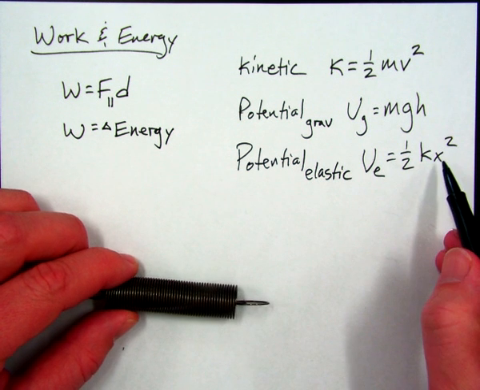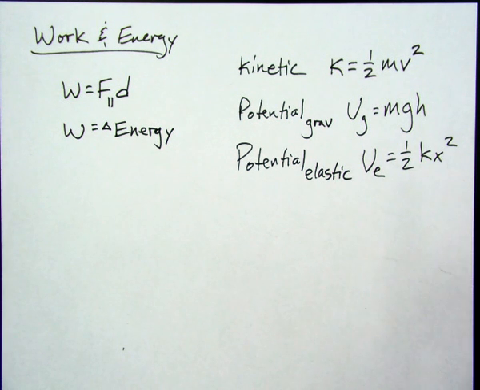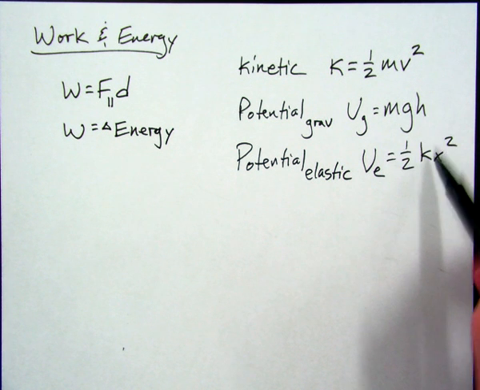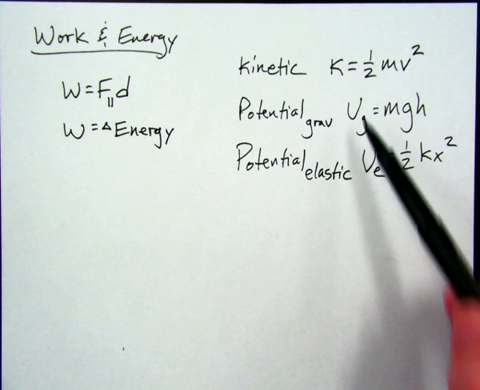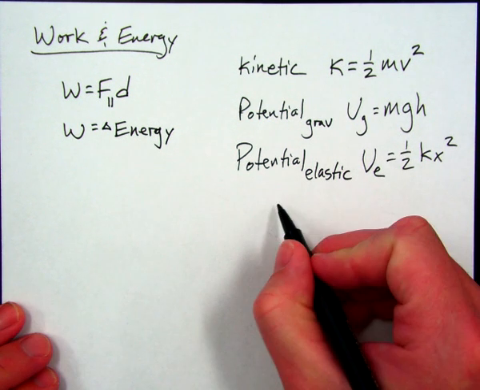And as usual, for all of these quantities, masses we would write in kilograms. Distances and heights we would write in meters. And we would get energy in a new unit called joules.